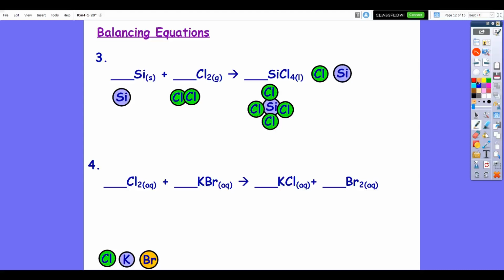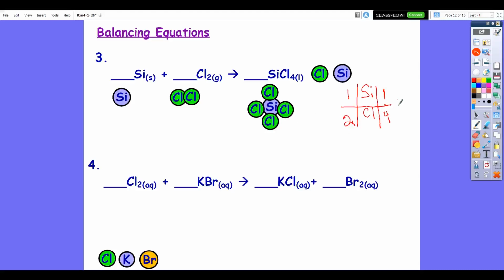So I'm going to make my table, I'm going to make it a skinnier table. So let's see, I've got silicon and chlorine. I start with 1 silicon. I start with 2 chlorines. I end with 1 silicon, and I end with 4 chlorines. So I've done step 1.